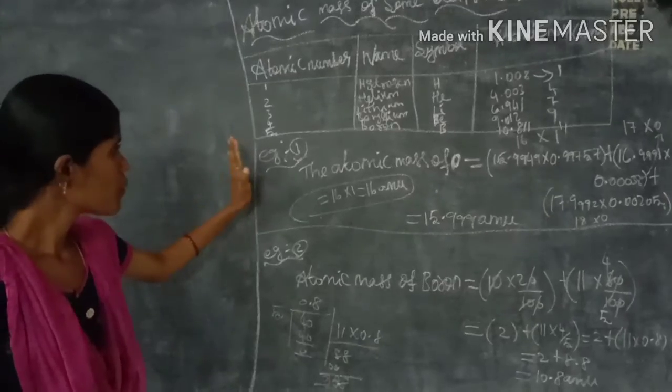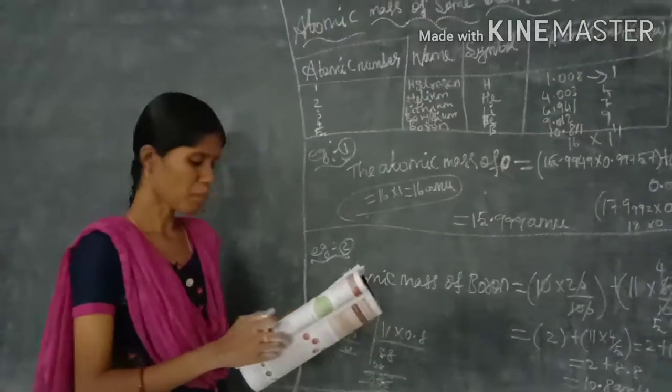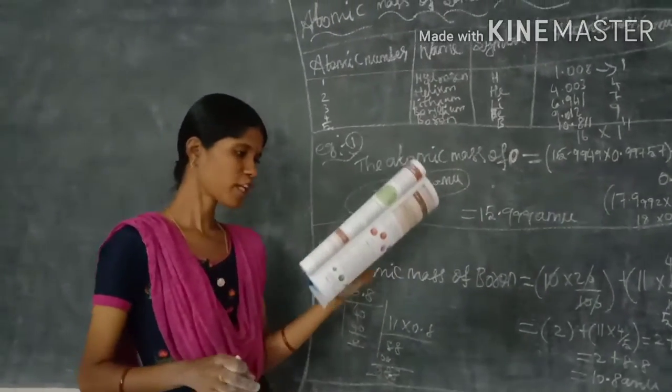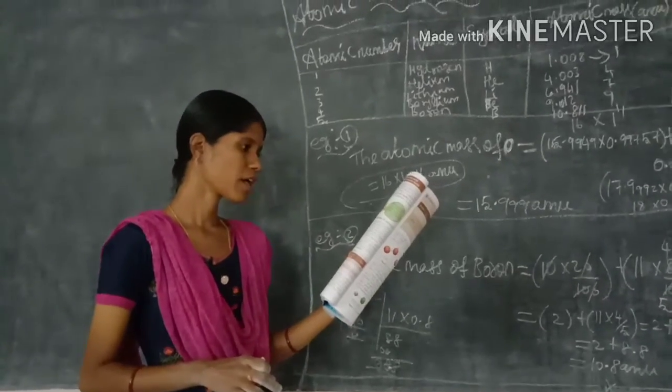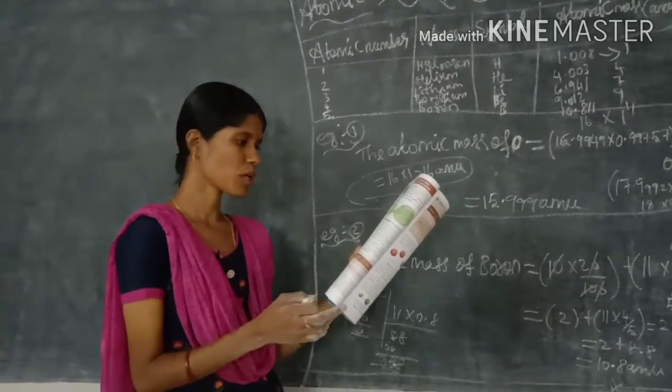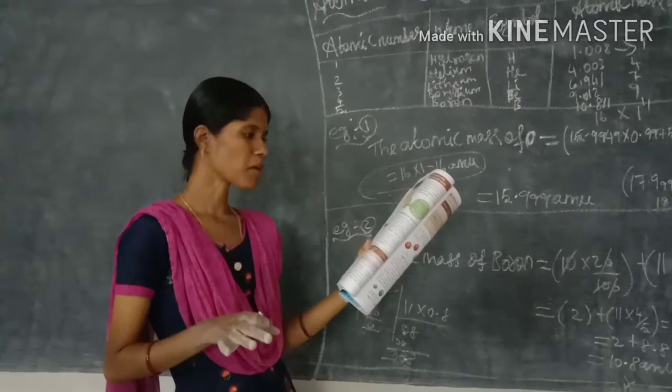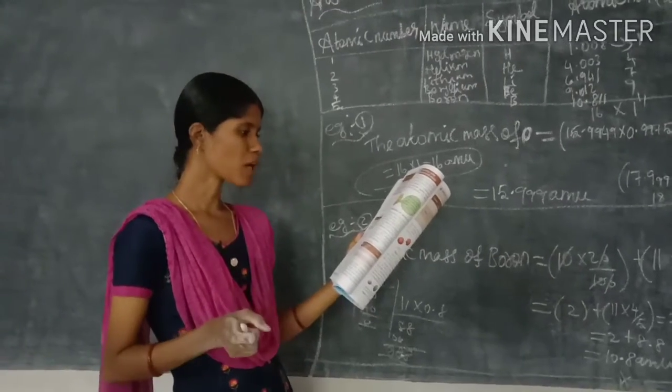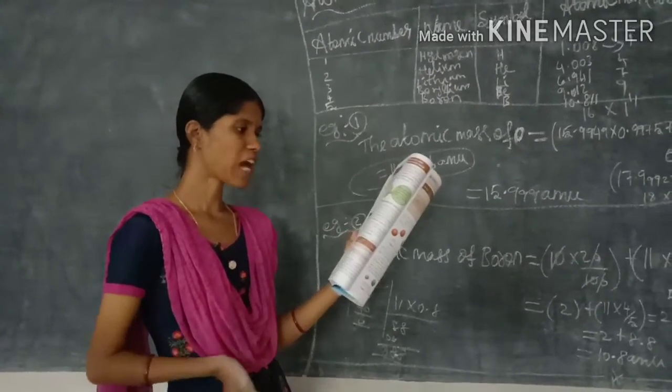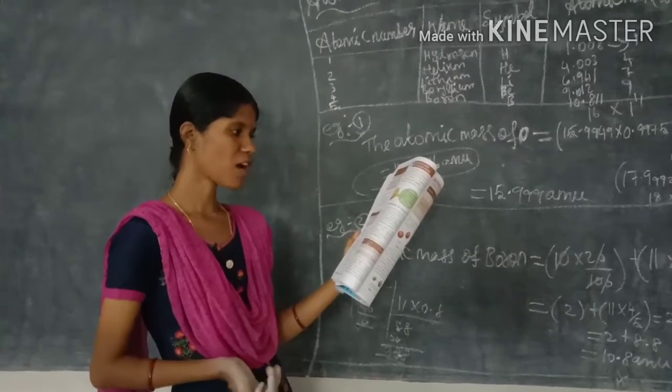Okay, so next one is a problem. In your book, page number 94, above the table 7.3 there is one problem and below that there is one problem. Okay, so we have to solve the two problems. First one is calculation of average atomic mass, a solved example.